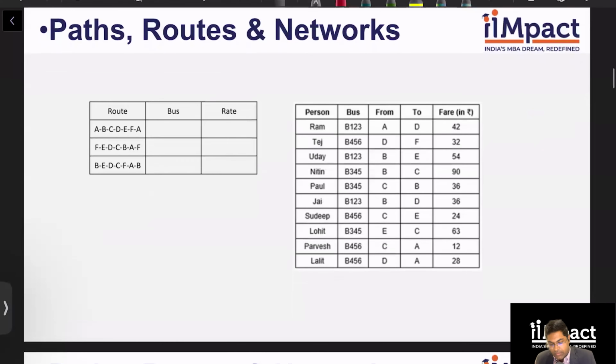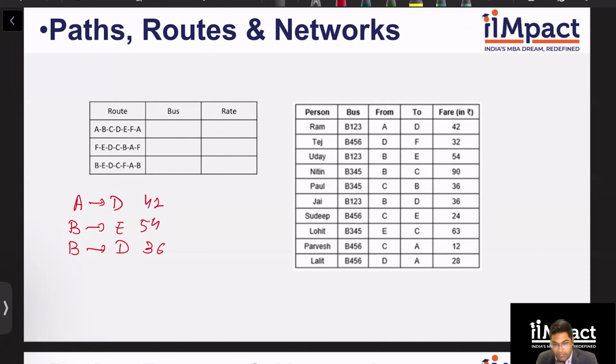So I have the 3 routes. Let's figure out which bus is on which route. Alright, let's first look at B123. If I look at B123, there is Ram going from A to D and paying 42. Then there is Uday going from B to E and paying 54. And then there is Jay going from B to D and paying 36. And that's all I know about B123.